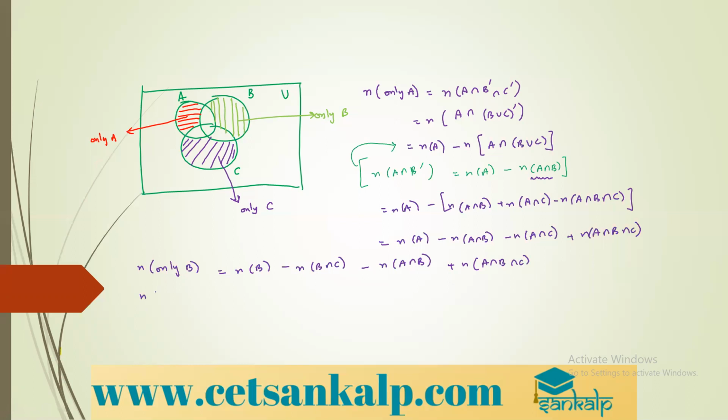Follow the same pattern. Number of elements in only C will be number of elements in C minus number of elements in C intersection A minus number of elements in B intersection C plus number of elements in A intersection B intersection C. The same pattern is followed.